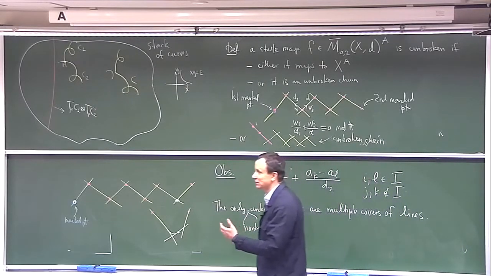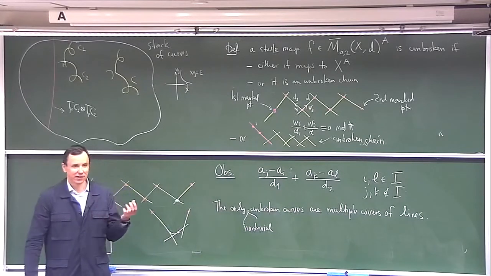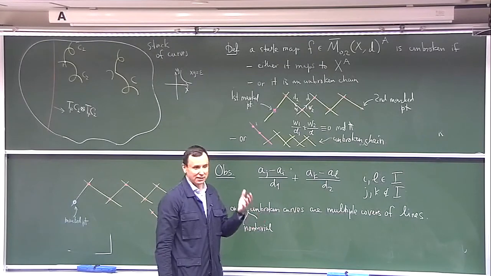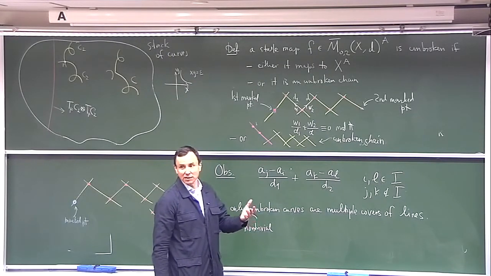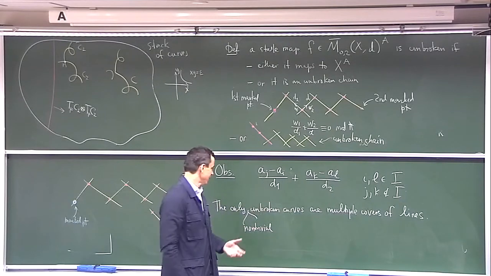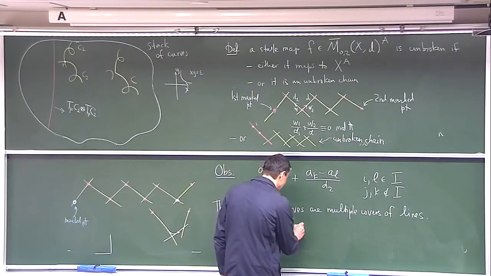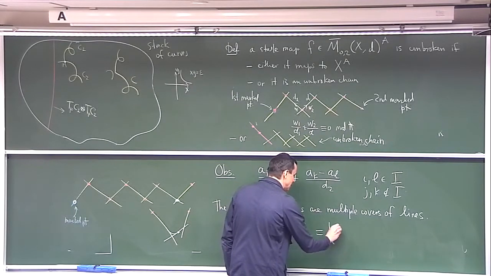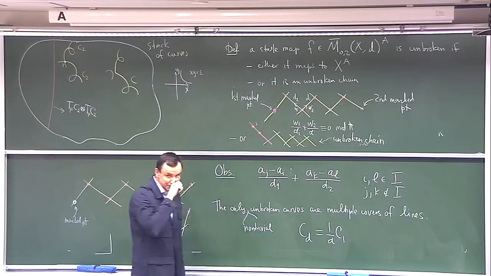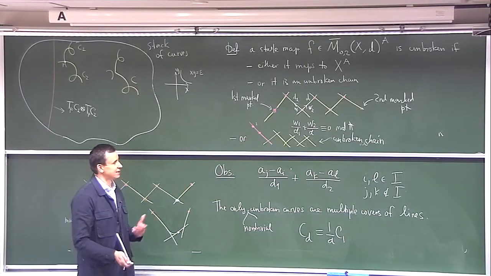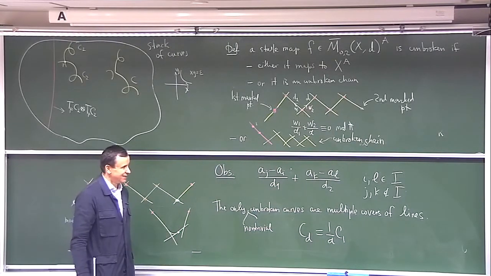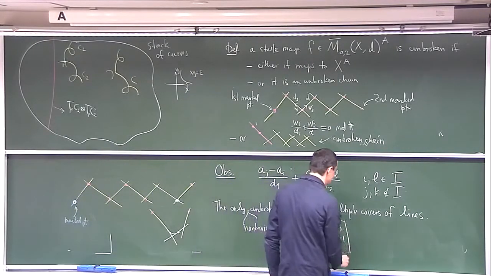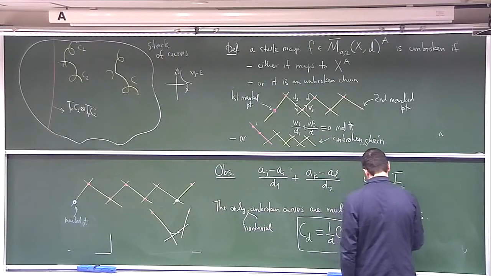And since the virtual cycle is defined with rational coefficients because of the automorphism, the automorphism factor comes out. You get 1 over d. And so the conclusion is that S_d is 1 over d times c1. Maybe I will assign this as an exercise.